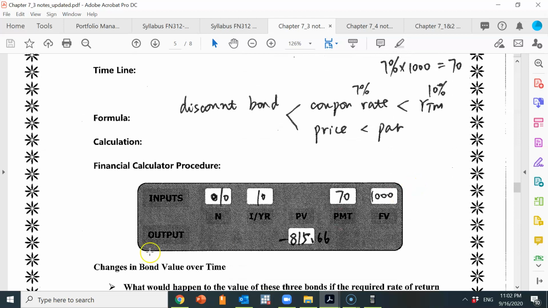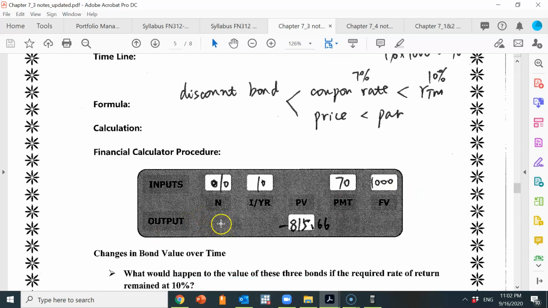So the answer is shown in this graph here. We can input N as 10, I as 10, payment as 70, future value as 1,000, and compute for present value. So we have negative 815.66.